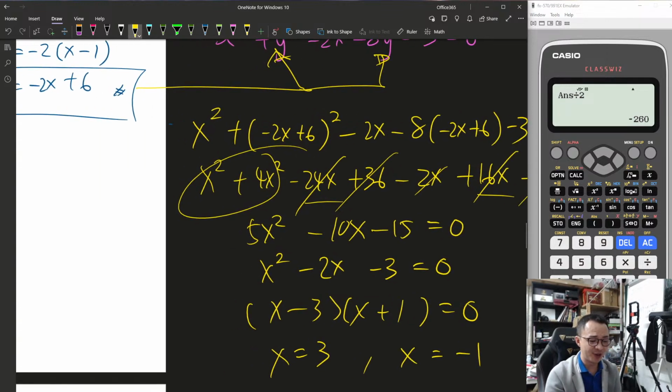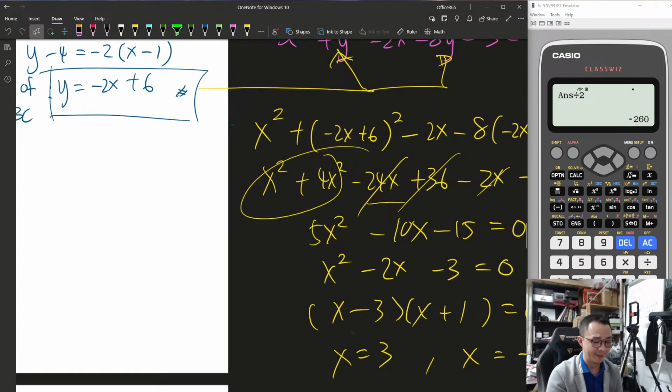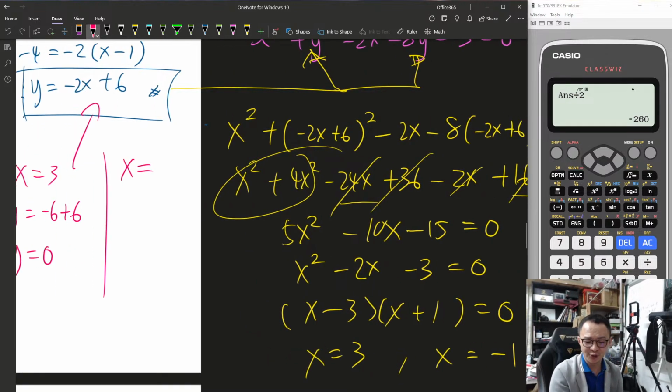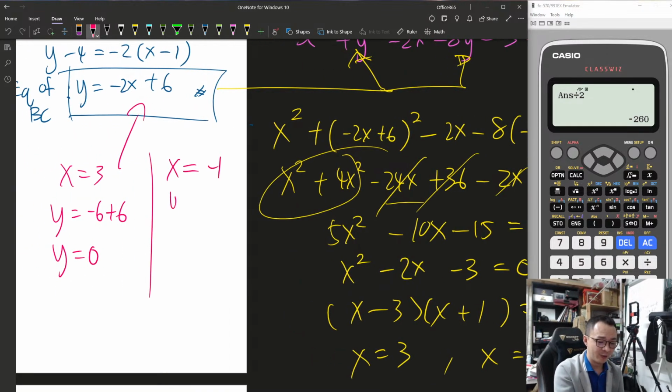So I'm going to substitute this into the equation of BC to find my y coordinate. When x equals 3, y equals negative 6 plus 6, so y equals 0. When x equals negative 1, y equals 2 plus 6, so y equals 8.